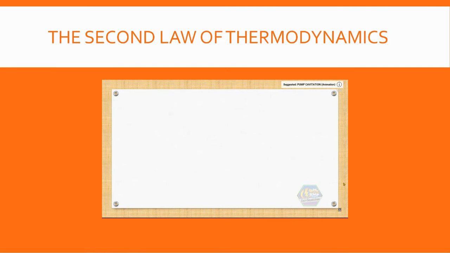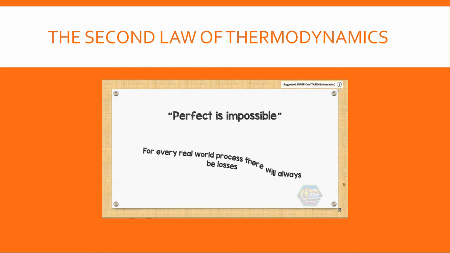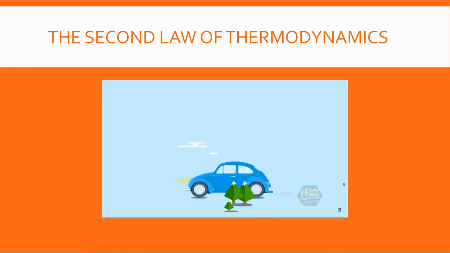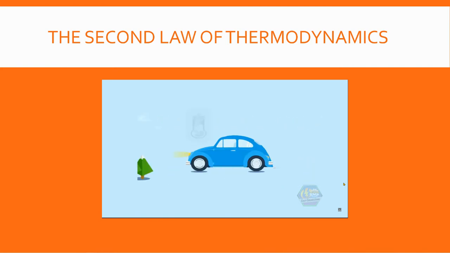Let's call this one: perfect is impossible. For every real world process, there will always be losses. That means you cannot convert all of your car's fuel into mechanical energy which can rotate your car's wheels. Proof is the gases you see from the car's muffler.